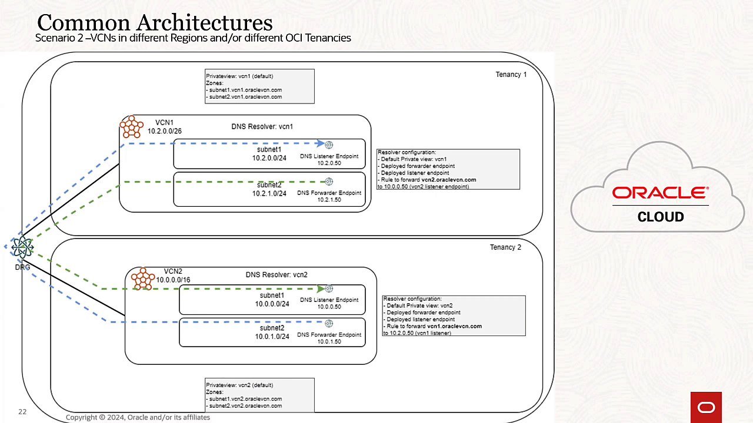The advantages of this scenario: the VCNs can be in different tenancies or different regions. Forwarding rules can even be more specific than the whole VCN domain. Disadvantages: it does not scale very well. Each additional VCN introduces more configuration and more DNS traffic. It becomes hard to manage if many custom private views are used.